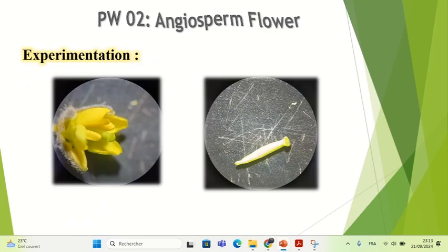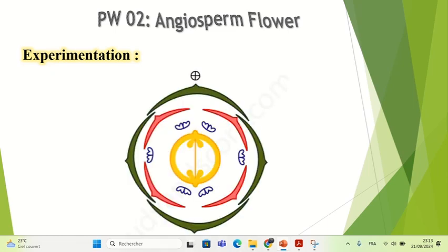For the experimentation, we observe the components of the angiosperms flower, which is the mustard plant. Here there is the diagram of the angiosperms flower, which is the mustard flower or the mustard plant.